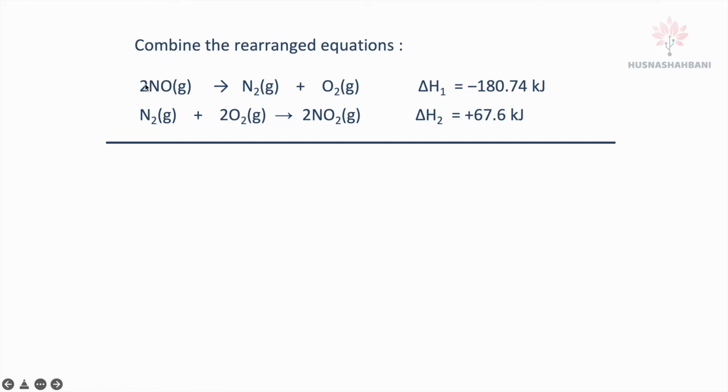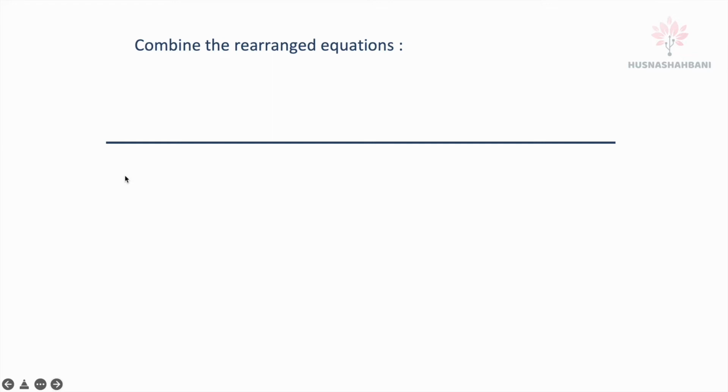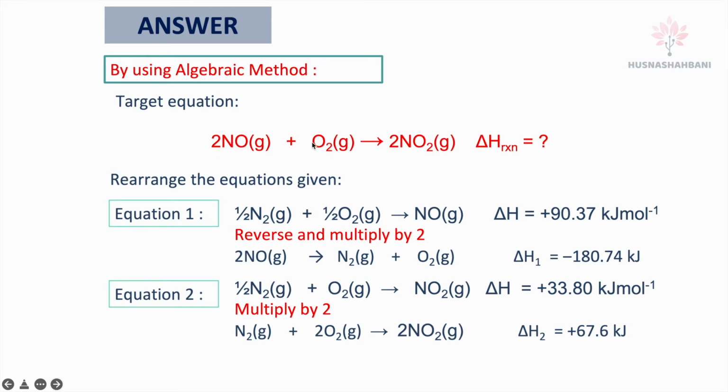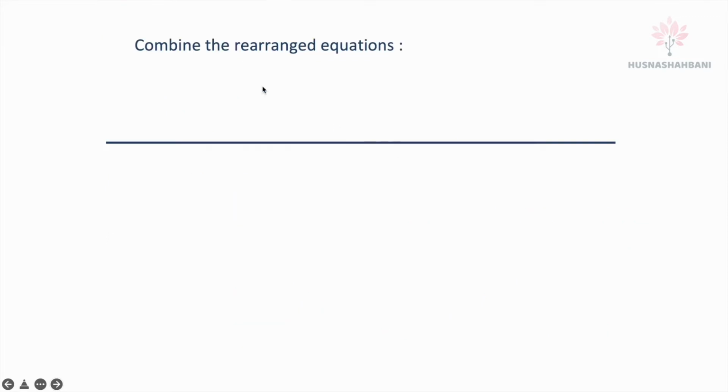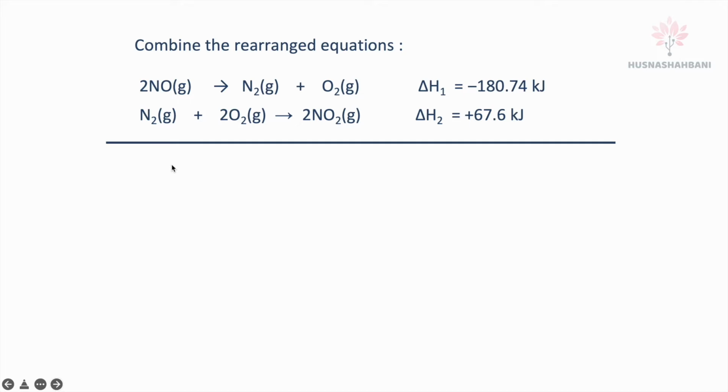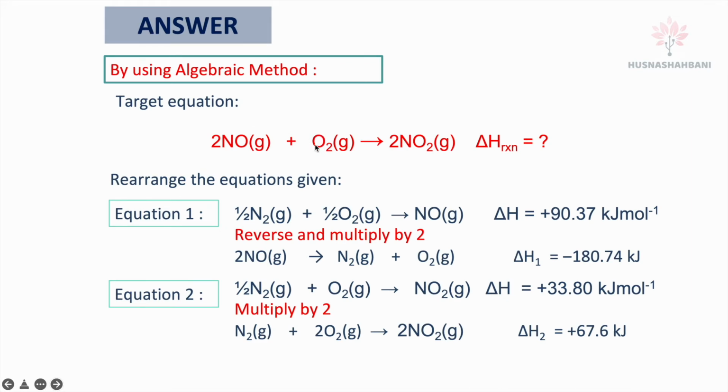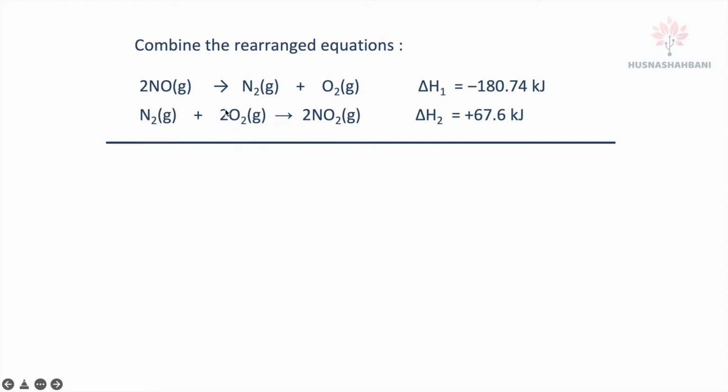In our target equation, we have 2NO as the reactant. Look again: 2NO as the reactant, 1 oxygen as the reactant, 2NO2 as the product. So this 2NO as the reactant, write down back. In the target equation you only need 1 mole of oxygen, but in your rearranged equation, at the reactant side, you have 2 moles. So here, 2 moles oxygen at the reactant and 1 mole oxygen at the product. You can cross or cancel out 1 mole oxygen, leaving 1 mole of oxygen.